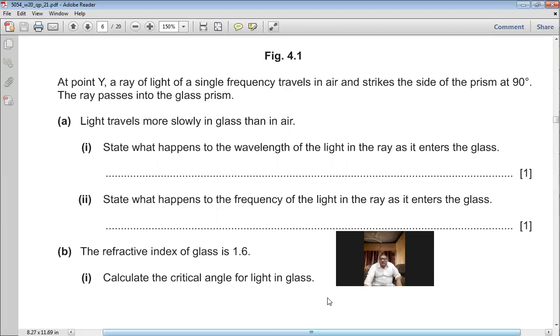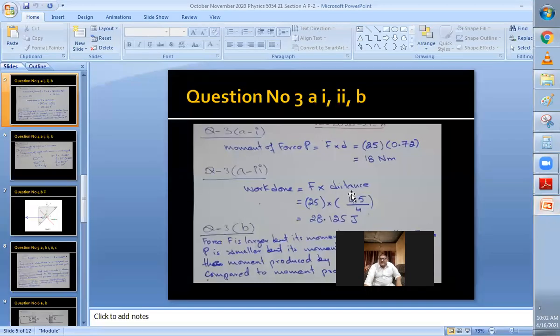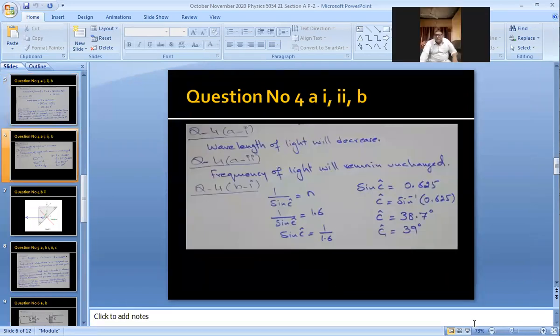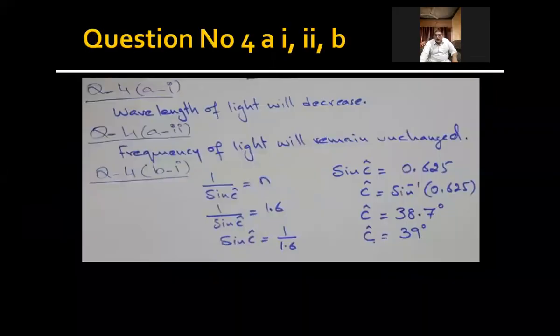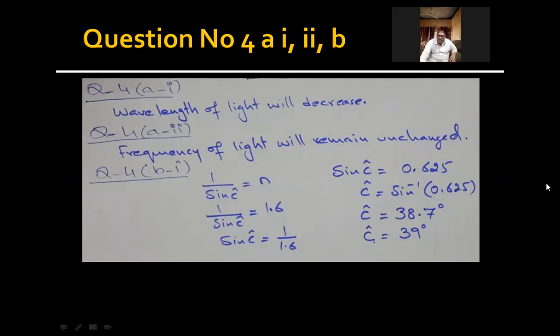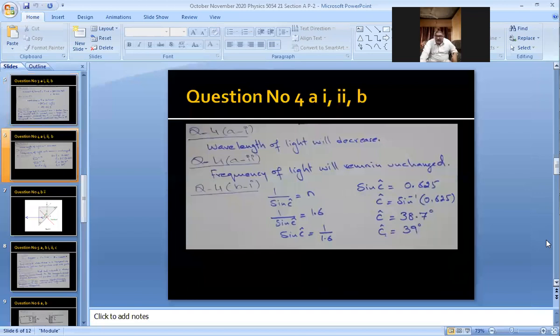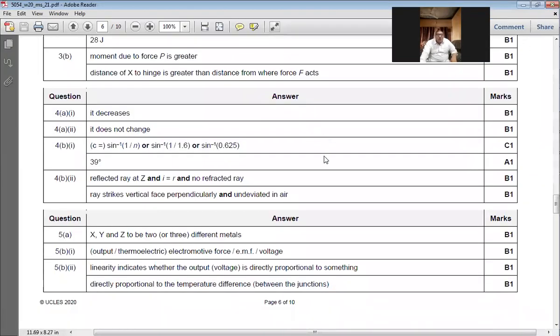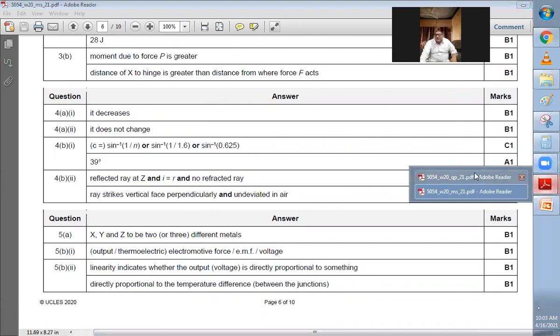So this was question number 4A. I have written this answer. Let's read that, and then we can check the marking scheme as well. So here we go. Wavelength of the light will decrease, frequency of the light will remain unchanged. Okay, so let's check the marking scheme. What the marking scheme says: it decreases, it does not change. So these are question number 4A, first part, second part. Okay, so let's move to the next part.